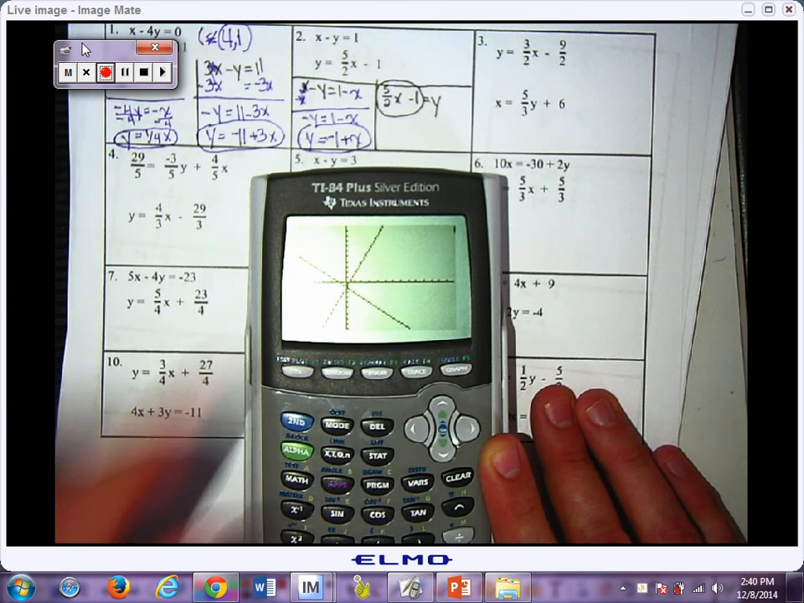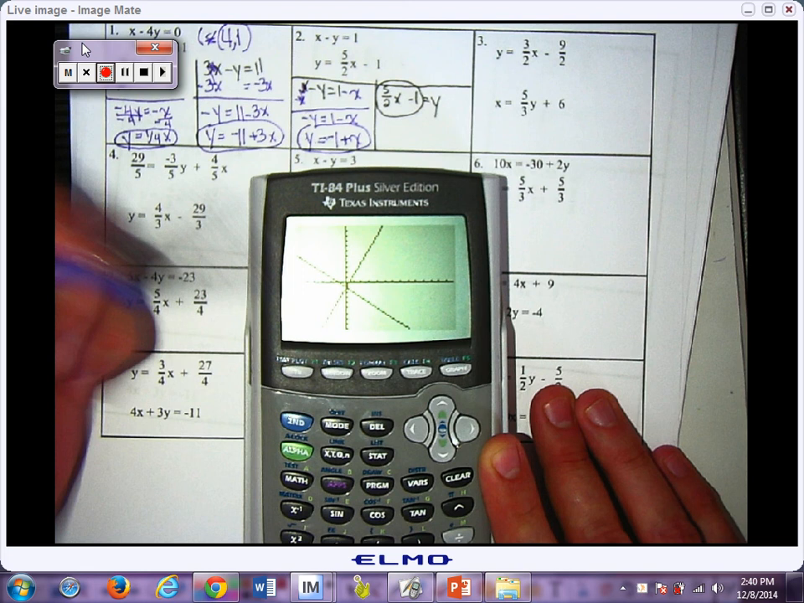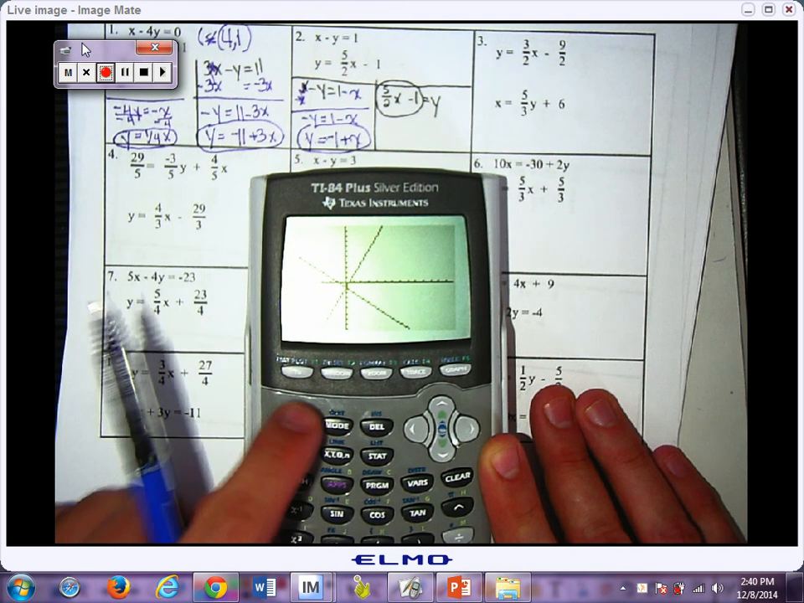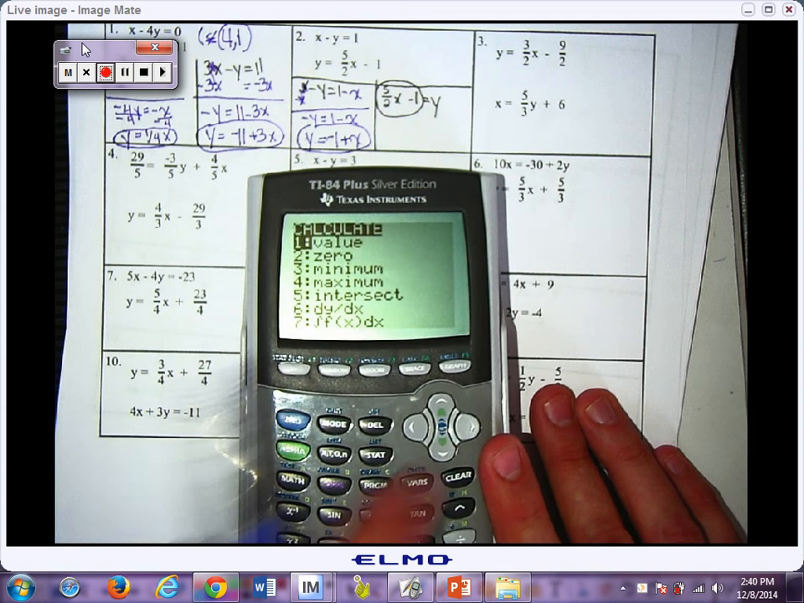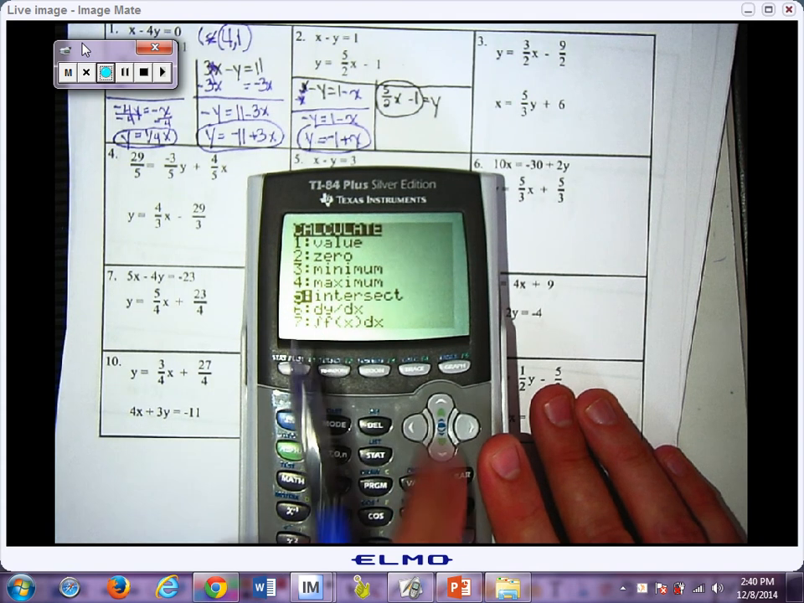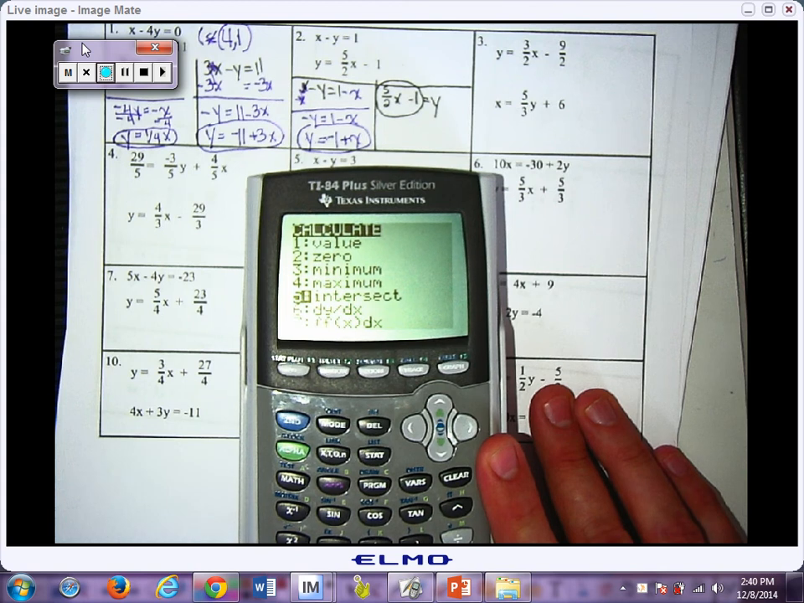It looks like they're crossing over here on the y-axis, but just to be sure, I'll go ahead and calculate it. Second, and then calculate. I want to find the intersection, because wherever they intersect is the solution when you have a system of equations. Intersect, enter.